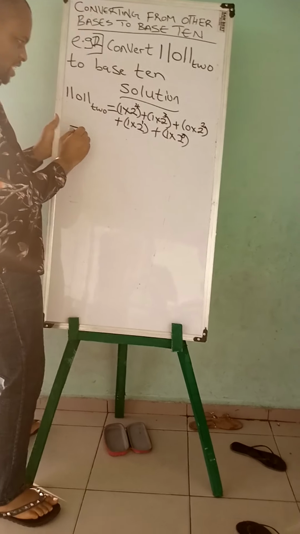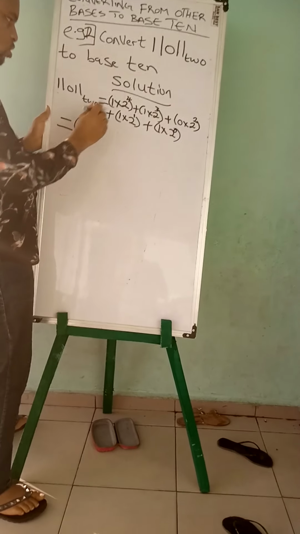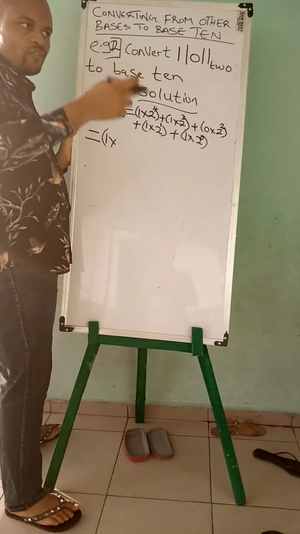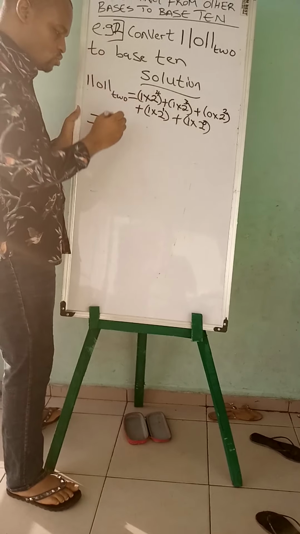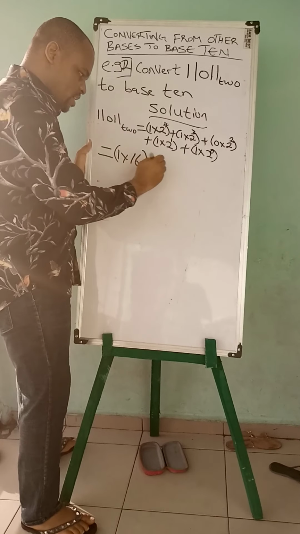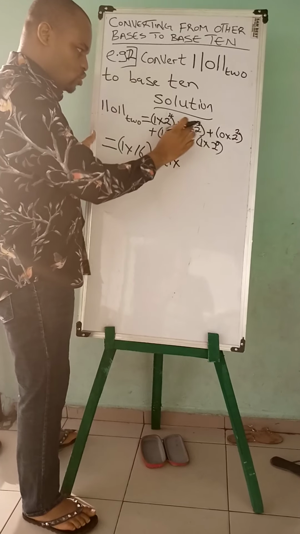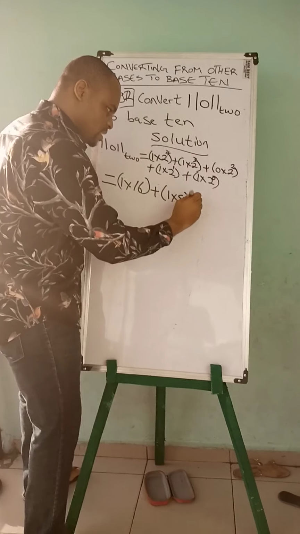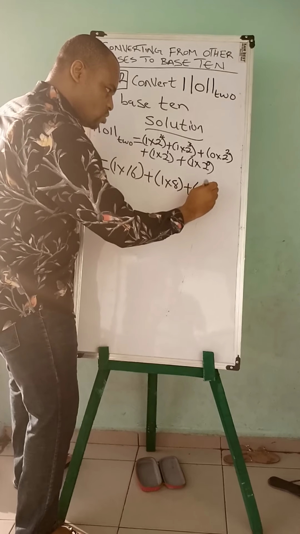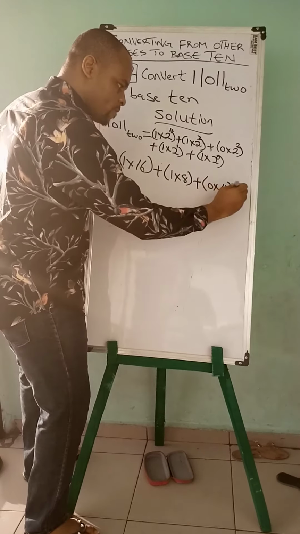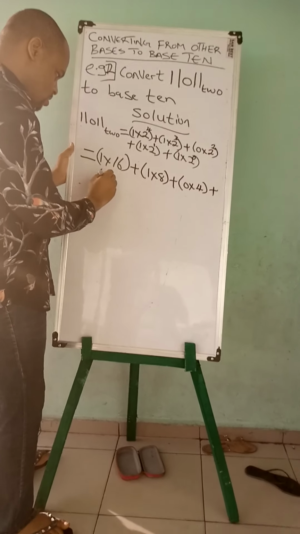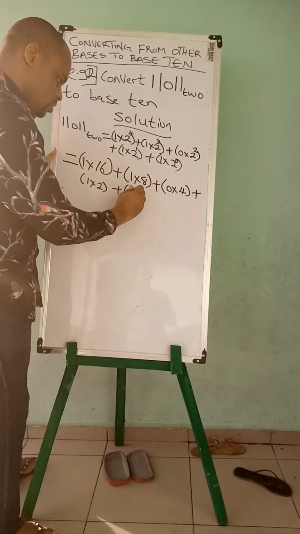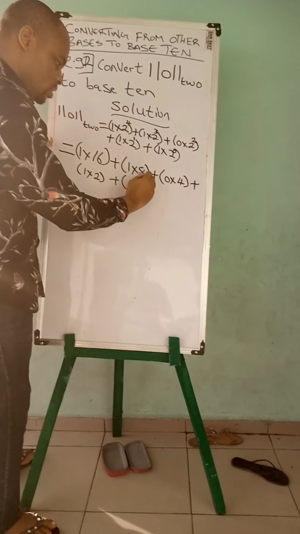So what will that give me? This will be 1 times 2 raised to the power of 4, which means 2 times 2 times 2 times 2. 2 times 2, 4. 4 times 2, 8. 8 times 2, 16. Plus 1 times 2 raised to the power of 3, which means 2 times 2 times 2, and that will give me 8. Plus 0 times 2 raised to the power of 2, which is 4. Plus 2 raised to the power of 1 is 2. Plus 2 raised to the power of 0 is 1.